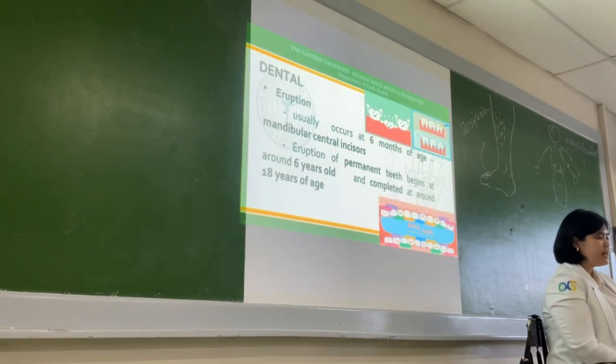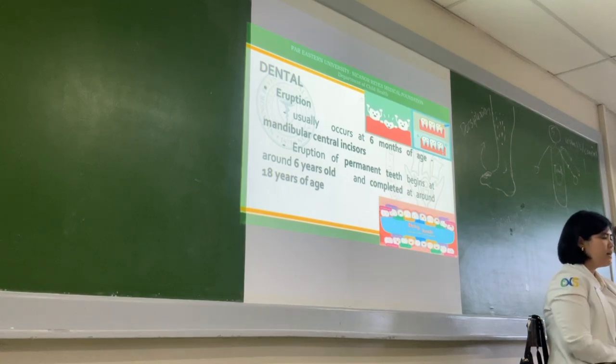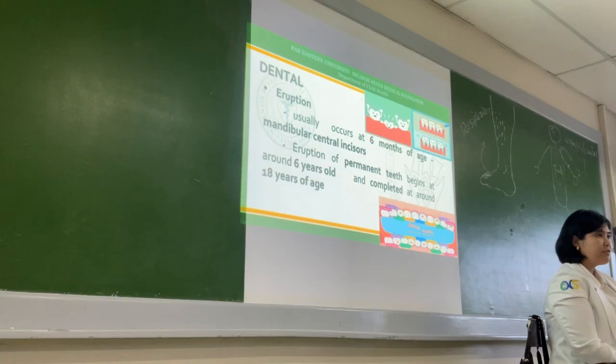And eruption begins with the central incisors and then progresses laterally, from the middle to the side. It starts usually at 6 months of age with the mandibular central incisors. The permanent teeth erupt at around 6 years of age and are completed at around 18 years of age. Eruption of the permanent teeth may follow exfoliation immediately or may lag by 4 to 5 months.